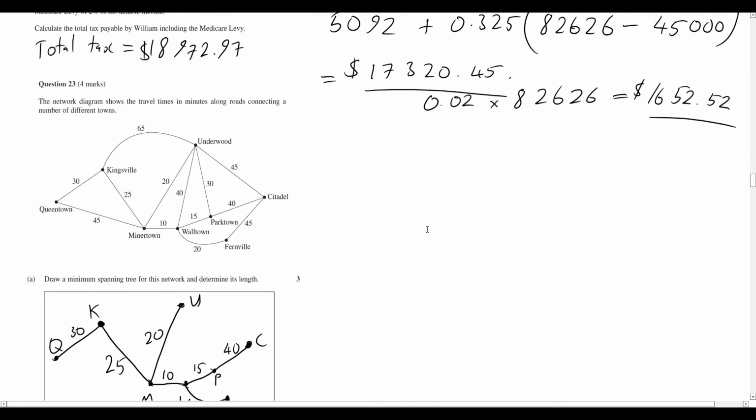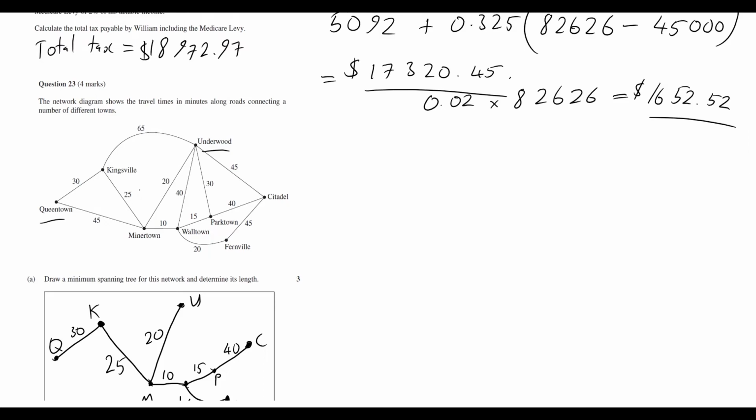Alright, moving on. It asks us now, how long does it take to travel from Queenstown to Underwood using the fastest route? Alright, so Queenstown to Underwood. Let's look back at our original network. So we want to go from Queenstown to Underwood. Let's start looking at the map and see what we can do to get there. If I go up here, 30 plus 65, that doesn't seem very good. Or we could go 30, 25 plus 20. Well, that's a bit better than our other option.